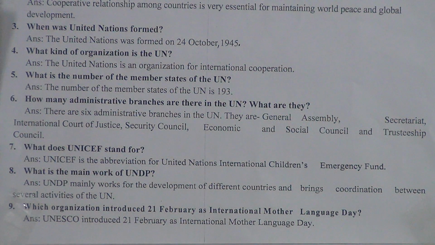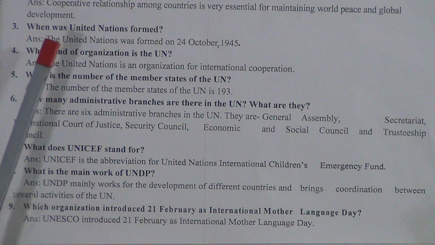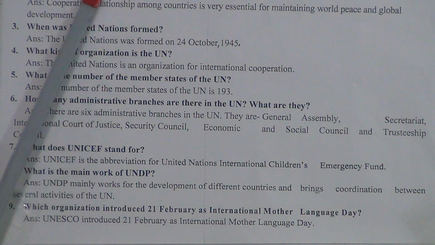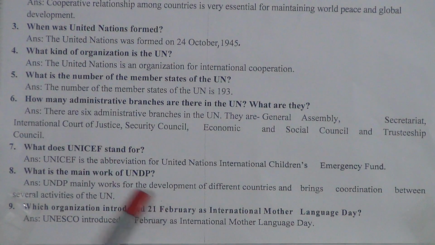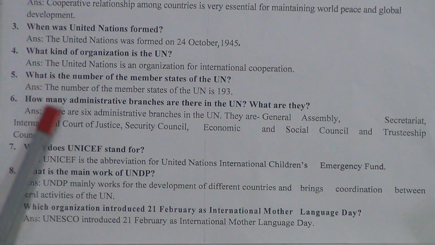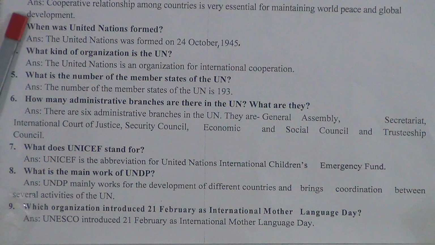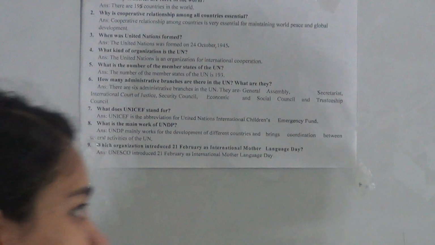So there are 9 short questions with answers. All of you will at first read your text and then you will practice the short question answer, or you can make your own answer with the help of these sample question answers. So all of you will read your text very carefully and practice the short question answer, which are very important for you.